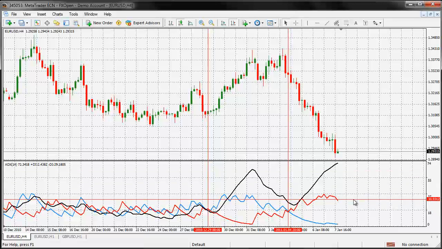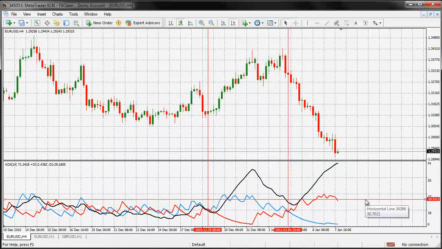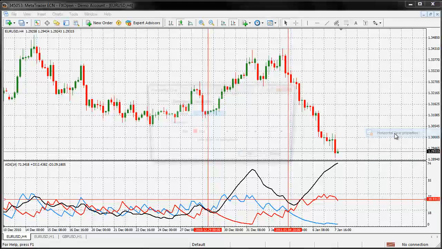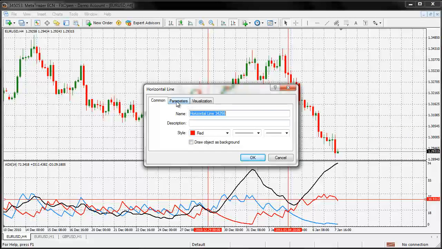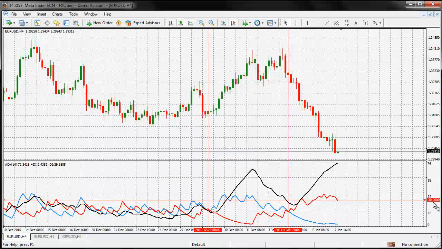If I double click it again, you'll see those two little anchor points have now been removed and I can't move it now. If I right click on it, I can choose horizontal line properties, and here I can go to the parameters and change this number over. I can just put in 30 in there and click OK, and now you can see this horizontal line tool is now adjusted to the 30 volume area.